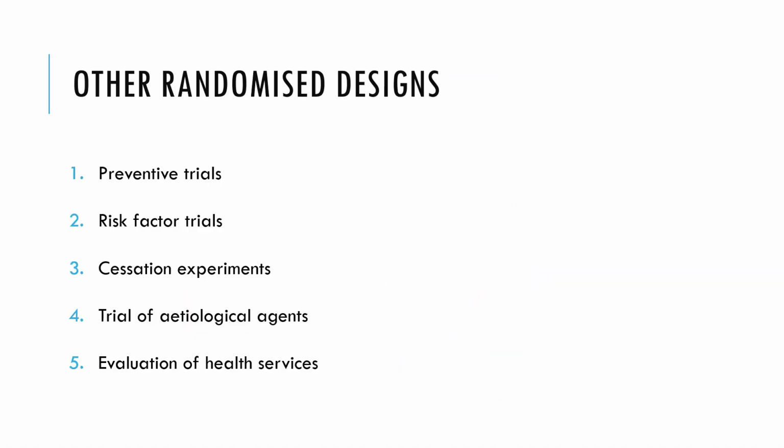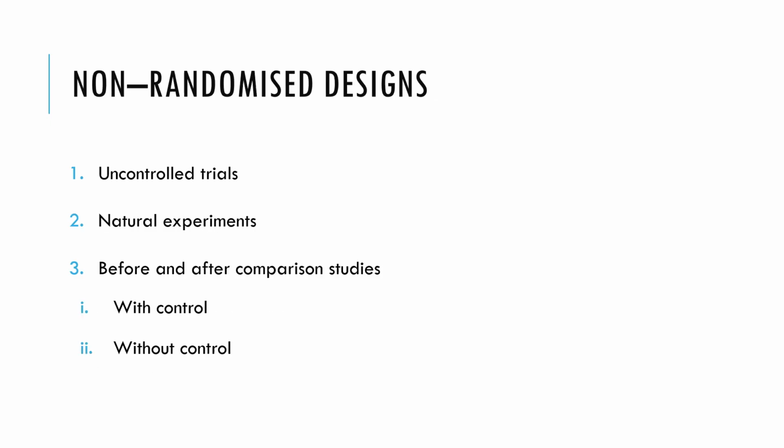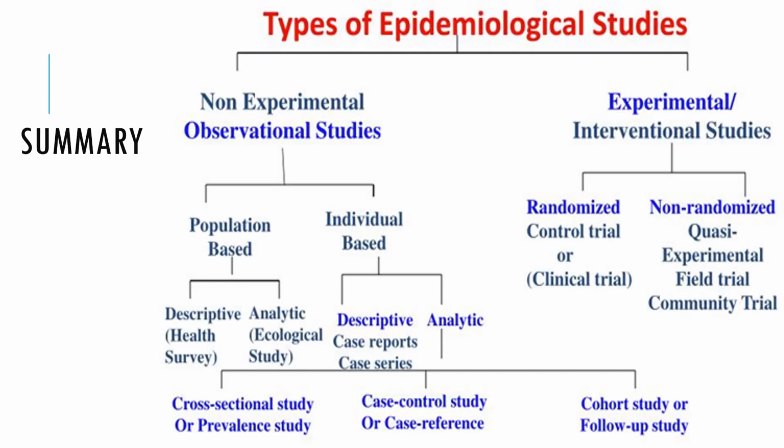Now, some other randomized designs, it's enough just to know these names, are preventive trials, risk factor trials, cessation experiments, trial of etiological agents, and evaluation of health services. Coming to the non-randomized designs, again, it's enough to just know the names. So we have our uncontrolled trials, natural experiments, and before and after comparison studies, one with controls and one without controls.